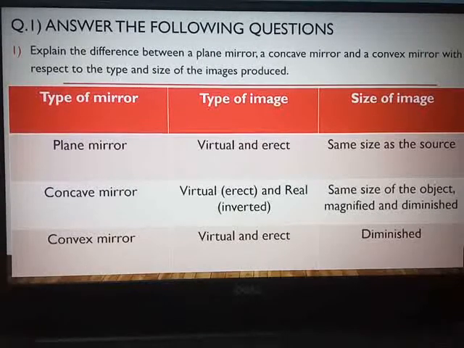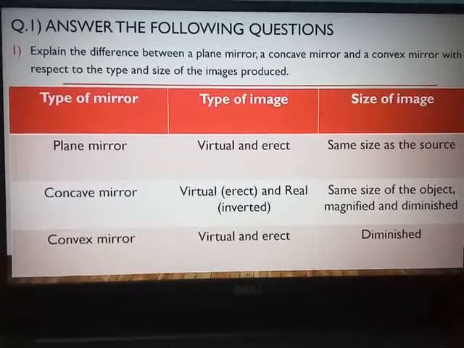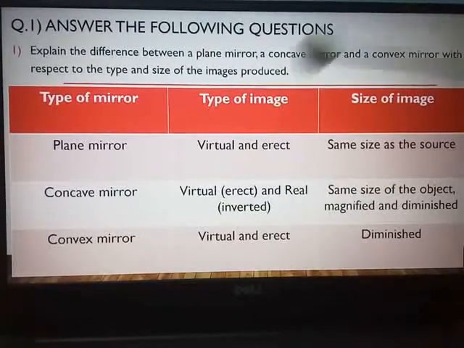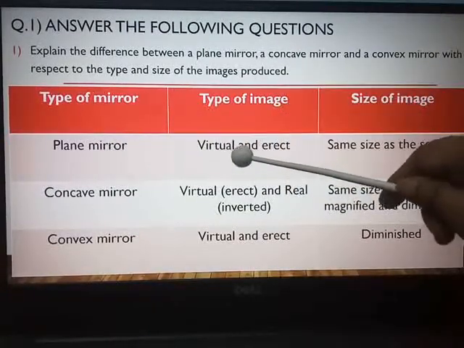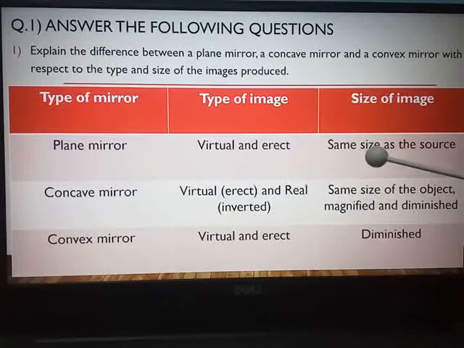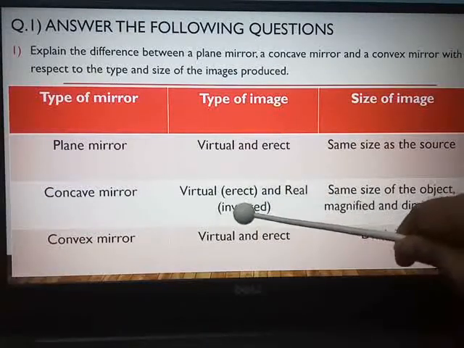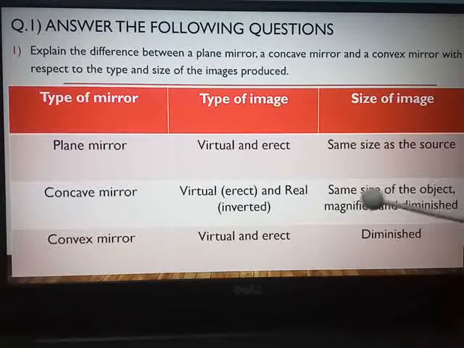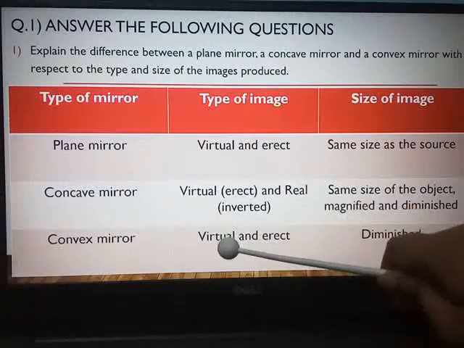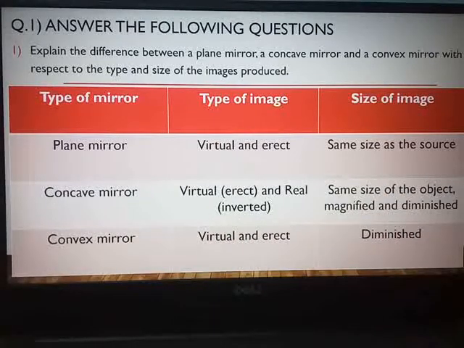I read once again. Those who want to copy it down can immediately copy down. Plane mirror, type of image is virtual and erect. Size of the image is same size as the source. Concave mirror, virtual, erect and real inverted. Same size of the object, magnified and diminished. Convex mirror, virtual and erect. Size of the image diminished. Here we complete with question number 1A.